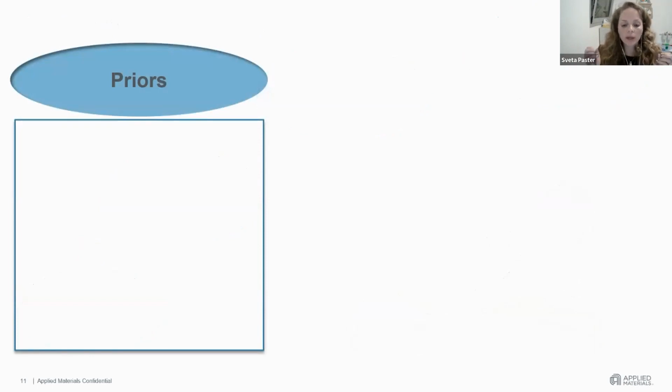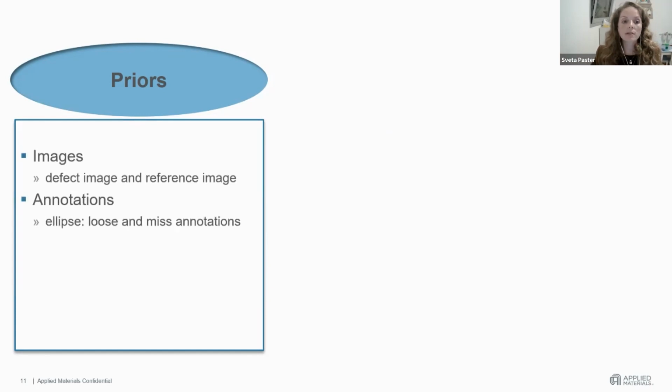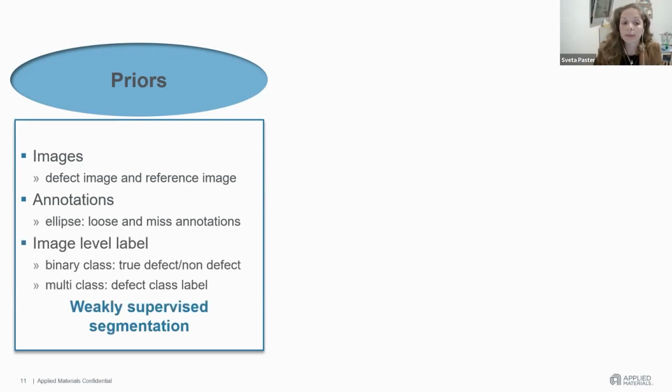So the combination of the annotation issue with the customer's requirements leads us to the specific data that we can use for our solution, like what exactly we have in our basket in order to solve this segmentation problem and detect our defects. So we start from images. You saw examples of the images that we have, a defect image and a reference image. We also have annotations, our ground truths, that are loose and are ellipses. And we have additional data that we can utilize.